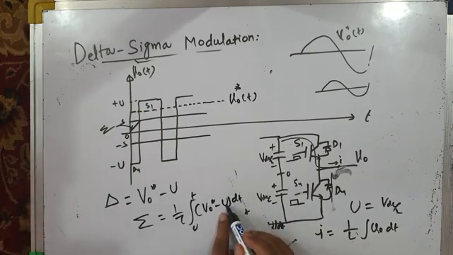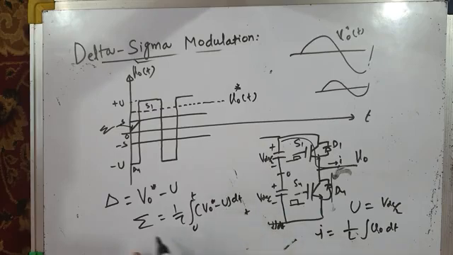Now what is your U? U is minus U, meaning minus VDC by 2. Since this is a negative quantity, when you integrate it, this sigma will decrease. It is just like hysteresis current control, when minus VDC by 2 was applied across the load, across the inductance. I was becoming 1 by L integration of minus VDC by 2 dt. And since this was minus VDC by 2, the current was decreasing.